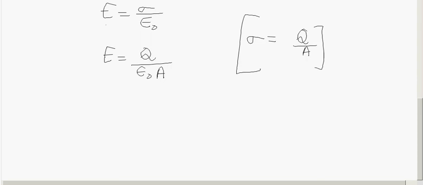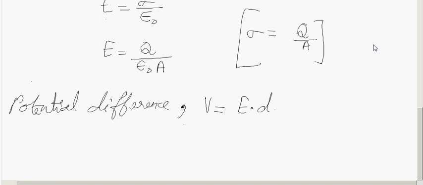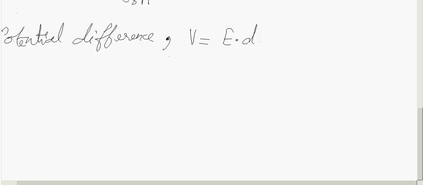Now the potential difference. The potential difference V is given by V equal to E into d. Now substitute the value of E here. So E we have as Q divided by epsilon naught A, so V is Q divided by epsilon naught A into d.